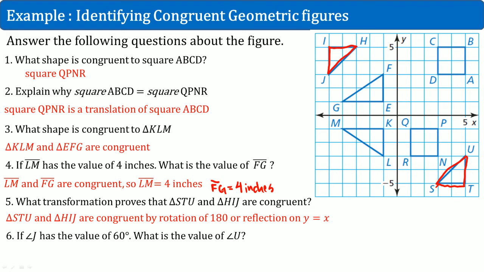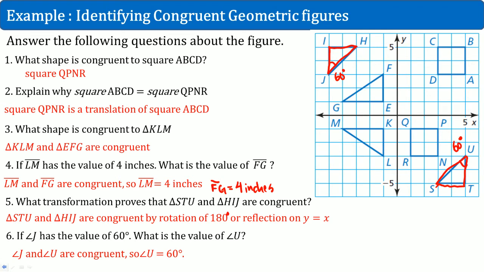Let me show you. It rotates 90 to go this way. Then it does it one more time. It goes 90 this way. In total, that was a rotation of 180 degrees. Now, the question is this. If the angle measurement of angle J here was 60 degrees, what is the angle measurement of U? You can say that angle U and angle J are congruent because their figures are congruent. So angle U will also be 60 degrees.